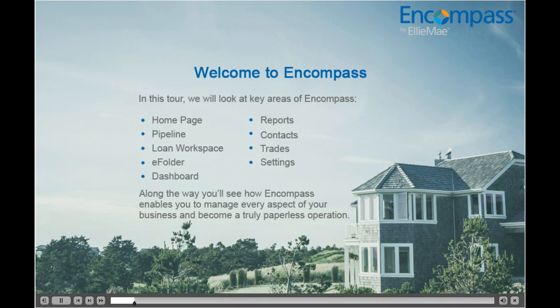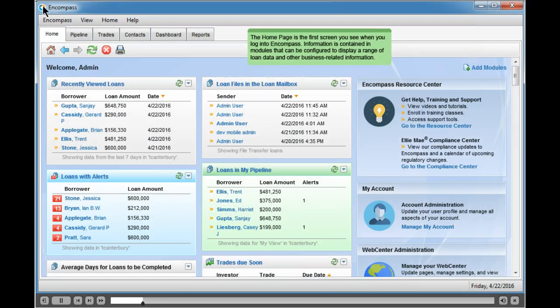In this tour, we'll look at key areas of Encompass, including homepage, pipeline, loan workspace, e-folder, dashboard, reports, contacts, trades, and settings. Along the way, you'll see how Encompass enables you to manage every aspect of your business and become a truly paperless operation. The homepage is the first screen you see when you log into Encompass.